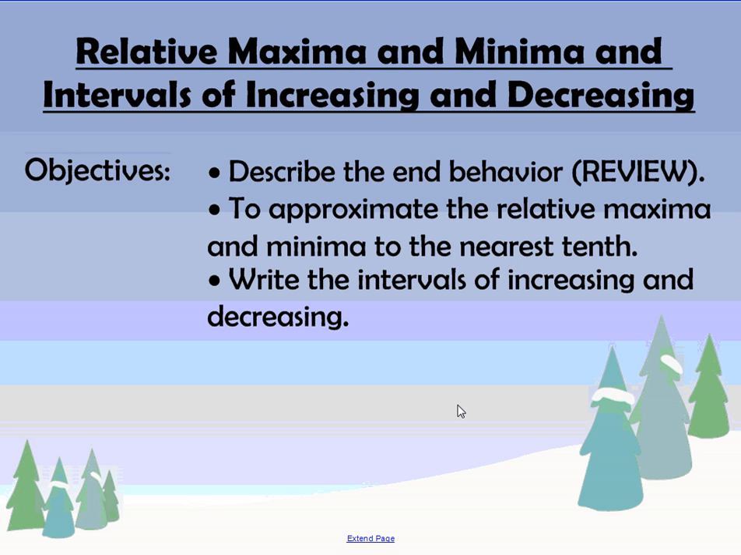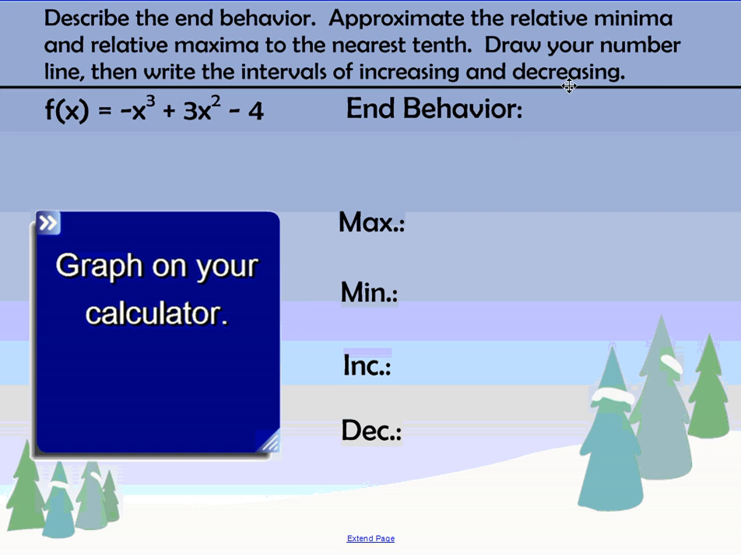This is our last lesson for the chapter, and in this one we're going to describe the end behavior, which is a review of what we did in the last lesson, and then we're going to add in calculating the max and min and rounding to the nearest tenth, and then writing the intervals of increasing and decreasing. So the directions that I have for you here kind of spell out everything that you need to do on your homework, quizzes, tests. You need to be able to describe the end behavior, you need to be able to find relative max and min, and you need to be able to write your intervals of increasing and decreasing.